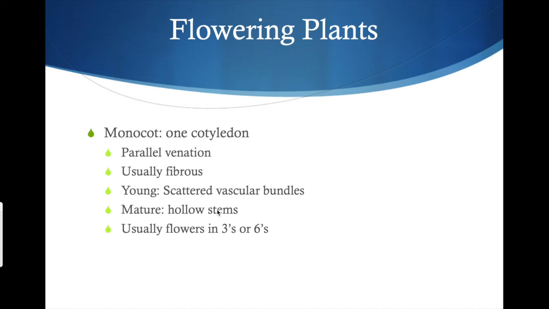Also, in the young, they have scattered vascular bundles. In the mature, they have hollow stems. So think about bamboo: when you cut open a bamboo stick, it's hollow, right? When bamboo is young, it's got scattered vascular bundles. But bamboo is a monocot, right?